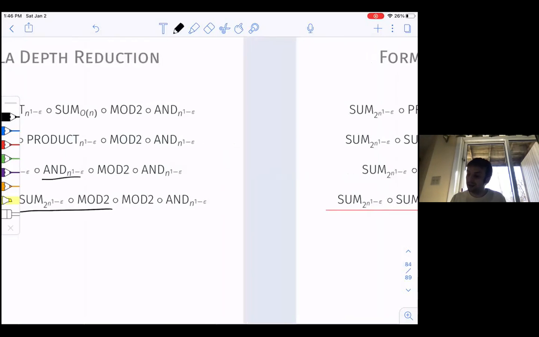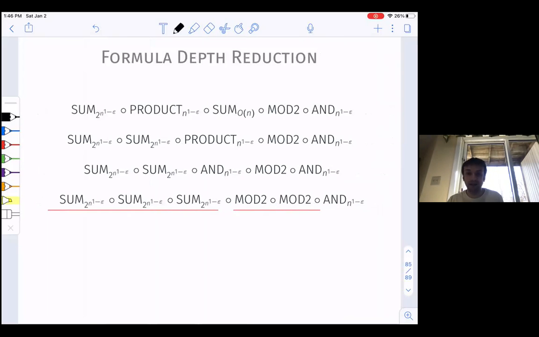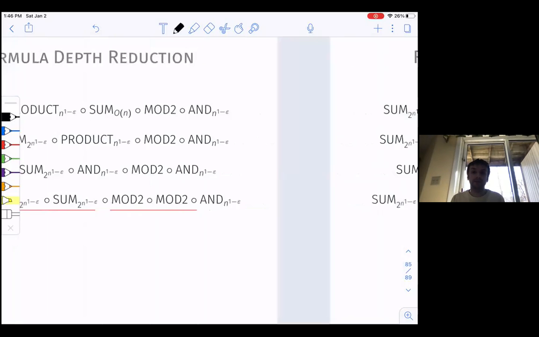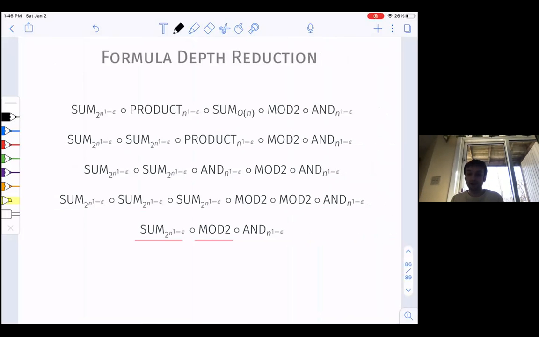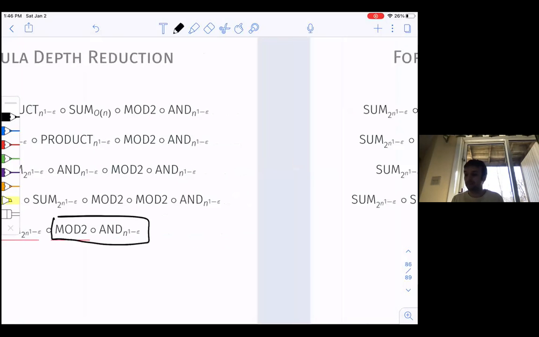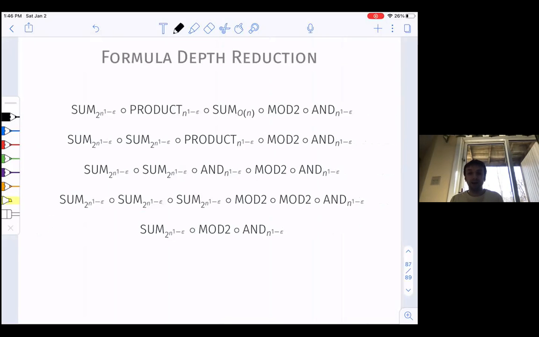Finally, I'll just collapse this sum of sums, and I'll collapse this mod of mod. This will give me a sub-exponential sum of F2 polynomials of sublinear degree. That's exactly the result we wanted to prove. Under our conjecture, every De Morgan formula of size almost n^4 can be rewritten as a sub-exponential real sum of F2 polynomials of sublinear degree. All right, that finishes this proof. And in fact, this finishes my talk.